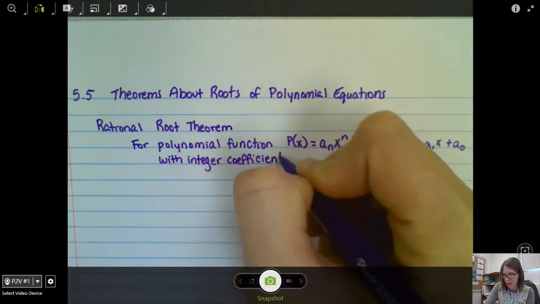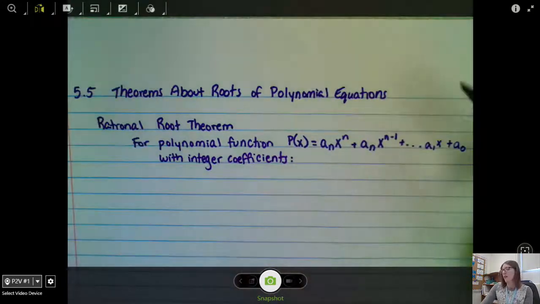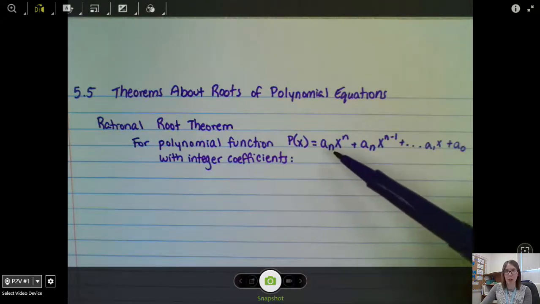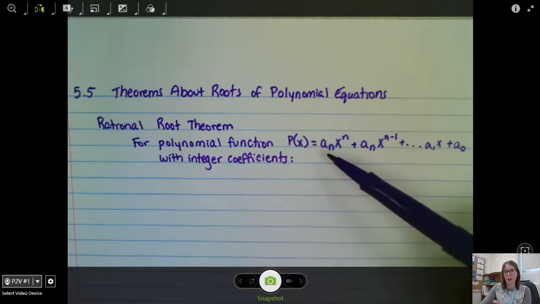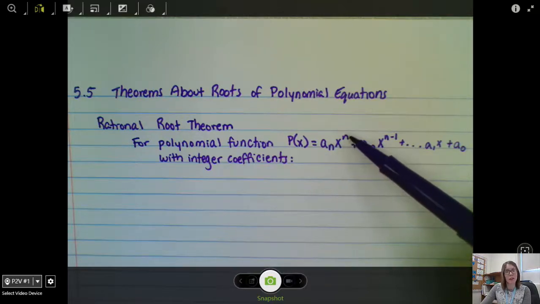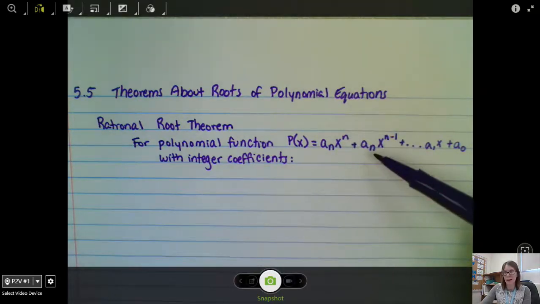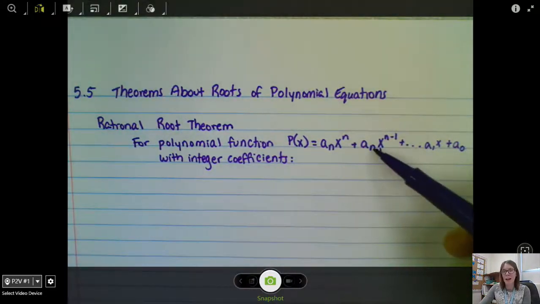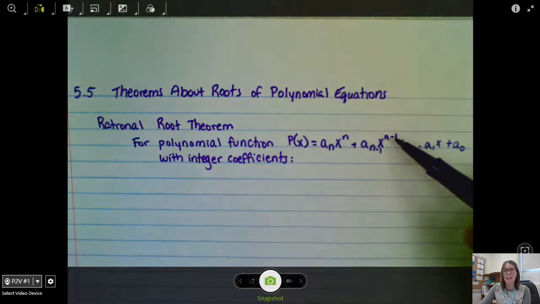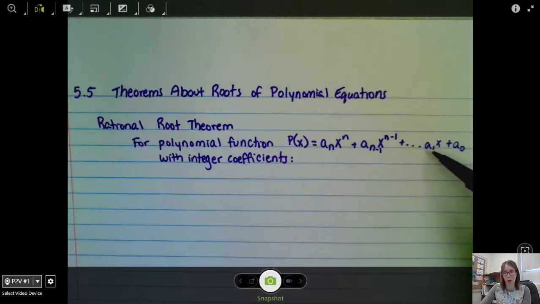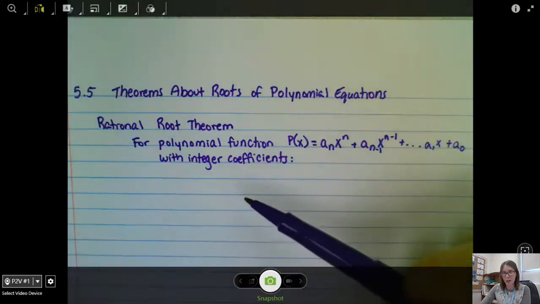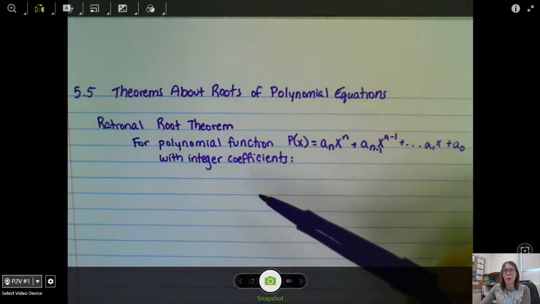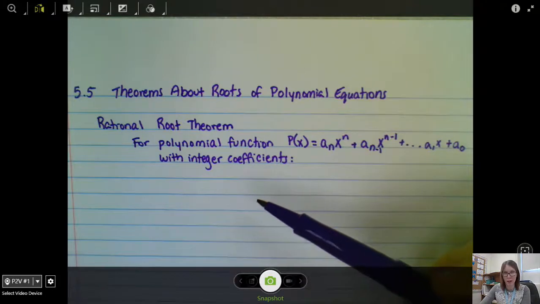And before I keep going, let's talk about what this means again. A sub n would be whatever our first coefficient is, our leading coefficient, times x to whatever our highest power is. And my next term is a sub n minus 1, my next coefficient, x to the next highest power. And it keeps going until we have a coefficient times x and just a constant term. Integer coefficients, remember what an integer is? We have to have a whole number. It could be positive, it could be negative, it could be 0.